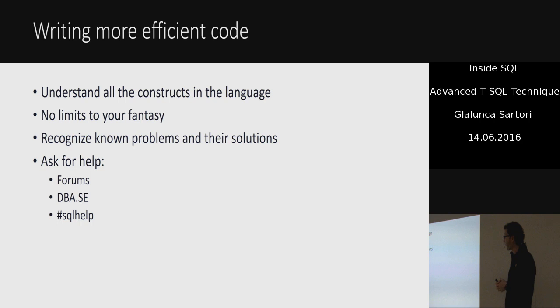Okay, so in order to write more efficient code, we need to know all the constructs in the language. We need to know all the tools in your hands. And also you have to put no limits to your fantasy. That means that at some point you will come up with some crazy solutions, and it will be important not to overlook the crazy solutions because sometimes they do perform very well.